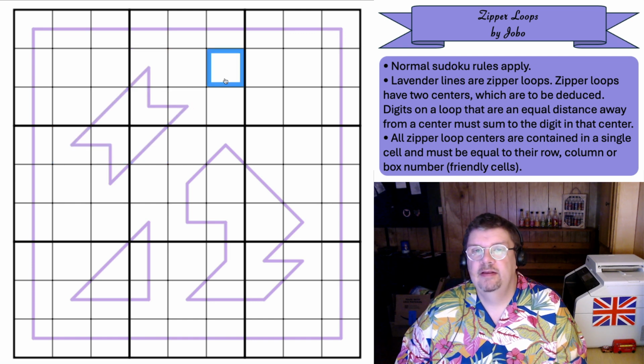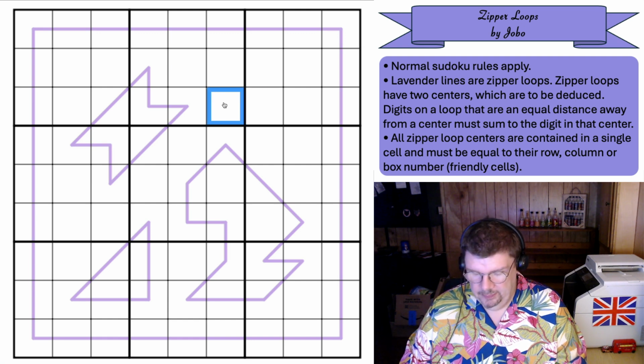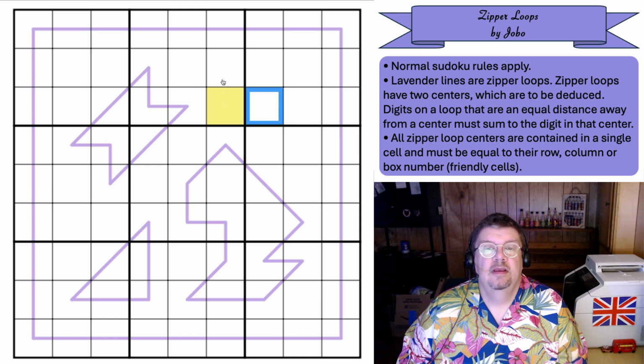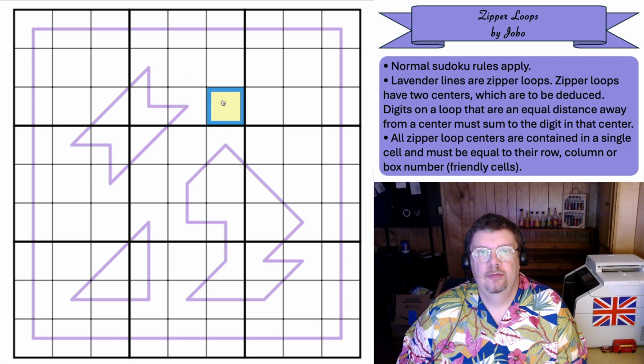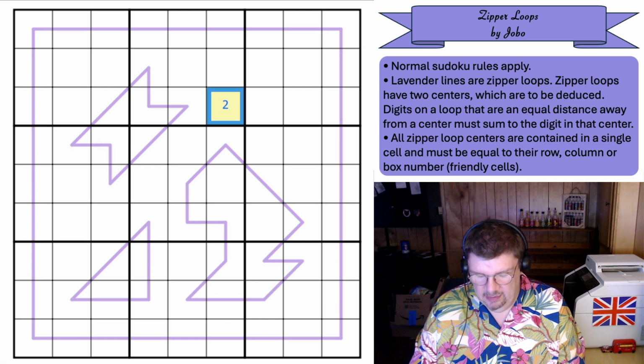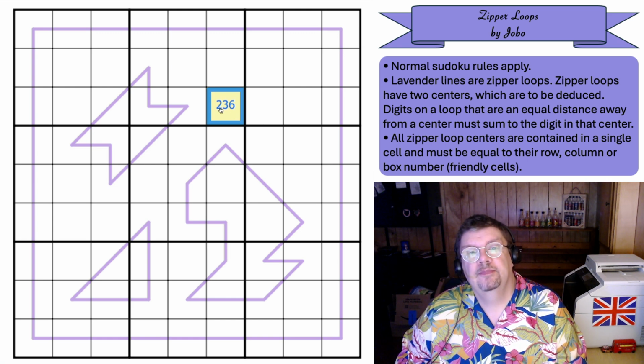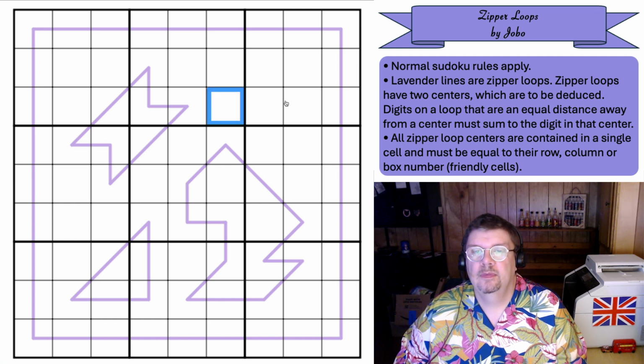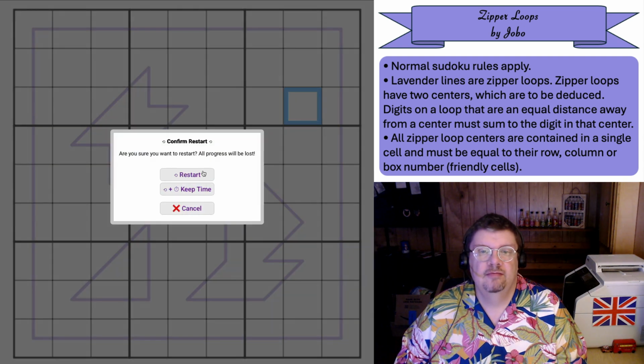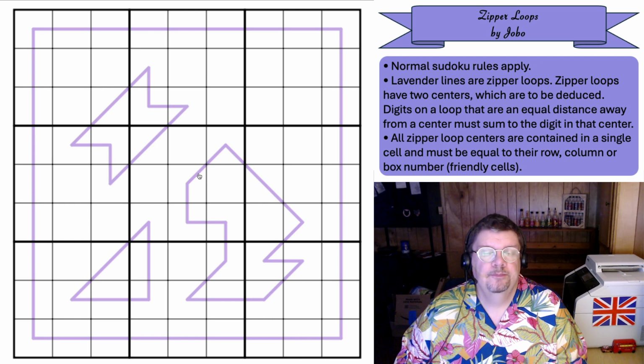The other thing is that zipper loops are friendly cells. So I'm going to take one that's not on a zipper loop, so I'm not quote-unquote solving. Let's do this cell here. Okay, this is in row 3, it is in column 6, and it is in box 2. So if this were a friendly cell, it could be 2, 3, or 6. And that's how friendly cells work. All right, I am going to restart the puzzle to reset the timer, and let's begin.